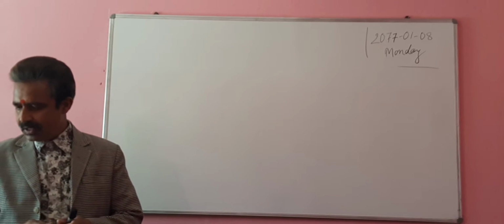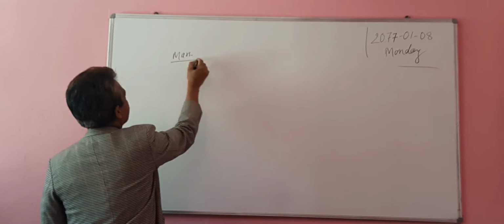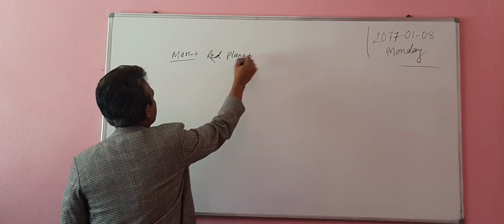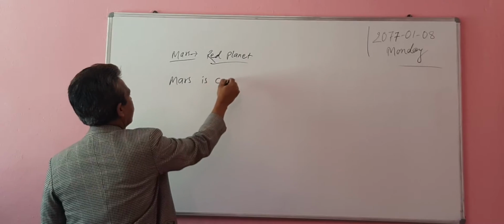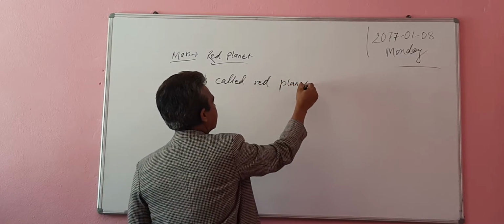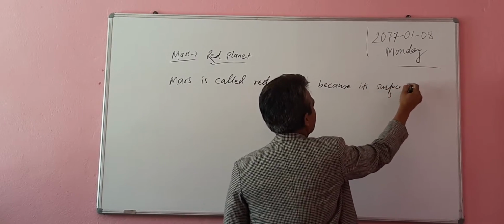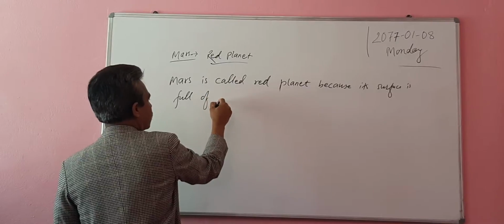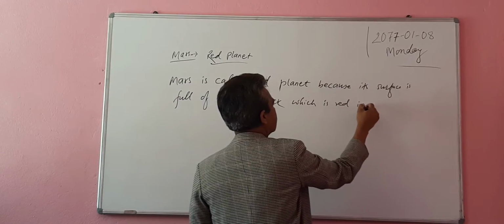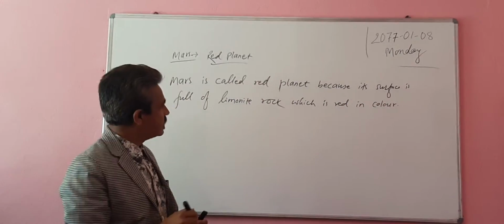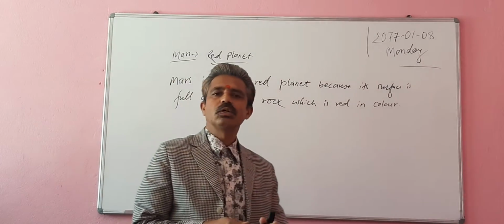Okay, next question is here. Why is Mars called a red planet? Let's guess. Mars is called red planet because its surface is full of which rock? Limonite rock, which is red in color. The surface of Mars is full of limonite rock. Limonite rock is red. That's why Mars is also called red planet.